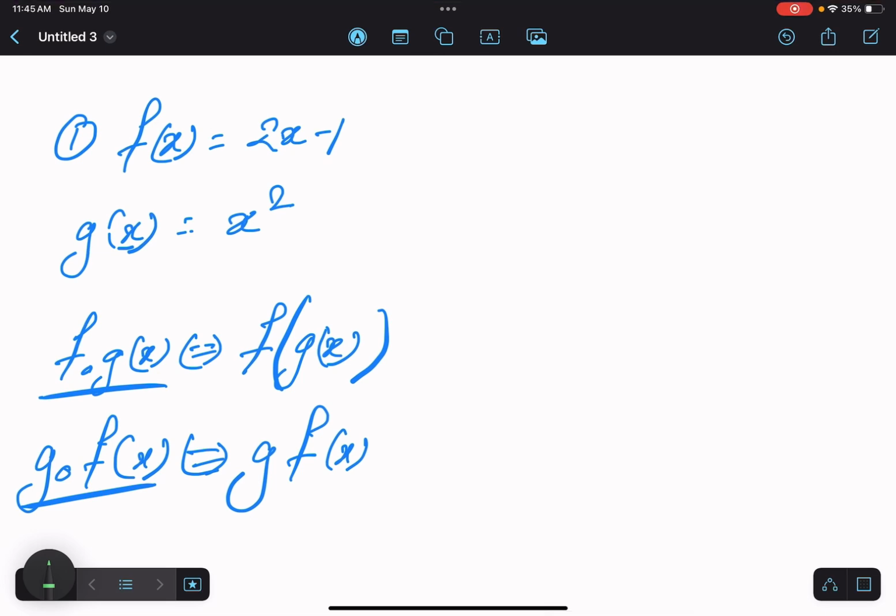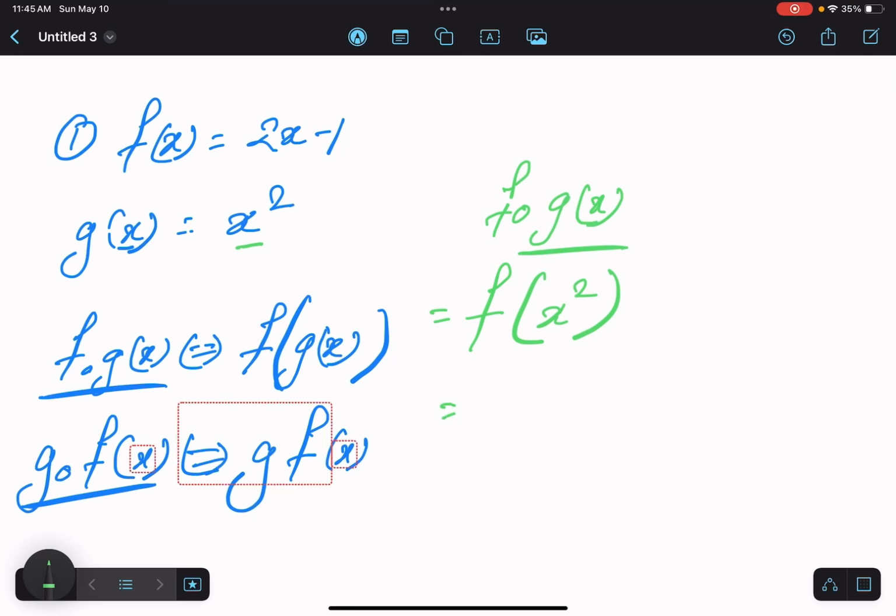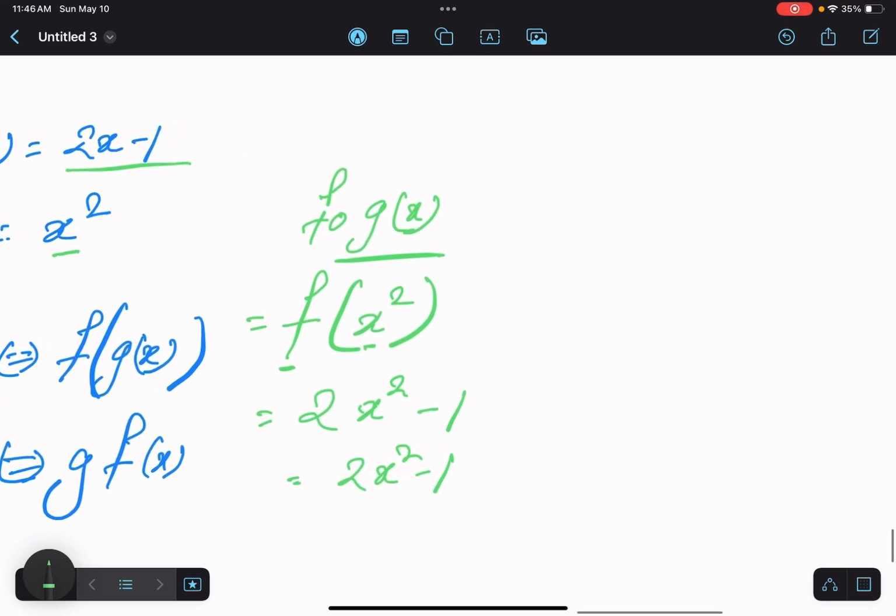First, if we want to solve f of g(x), what you need to do? First, write the value of g(x). g(x) means x square, right? So write x square. I am just replacing the value of g(x) into x. Now the turn came for function f. Function f means 2x minus 1. In place of x, what you need to write? x square. 2x square minus 1, right? So this is our f of g(x), 2x square minus 1. So this is the first part.